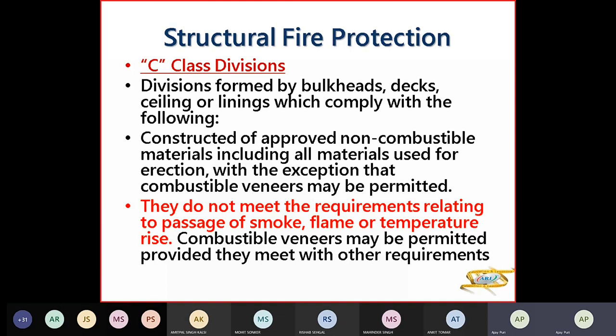So the smoke and flame is going to pass through underneath these bulkheads. Plus the unexposed side temperature rise will be there immediately. It is not going to control the temperature rise. So it is neither going to control the passage of smoke, flame, or temperature rise. So combustible veneers may be permitted provided they meet the other requirements in this. And in B, the combustible linings or veneers were not permitted.